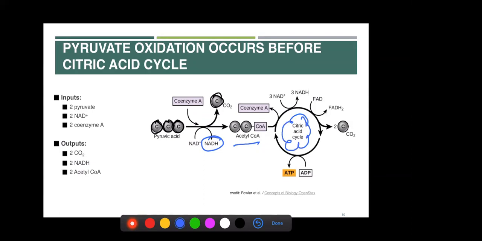This cycle has a couple different names. I'll explain why it's called the citric acid cycle in a minute, but it was called that first. And then the man who came up with all the steps, Dr. Krebs, is why we call it the Krebs cycle now.